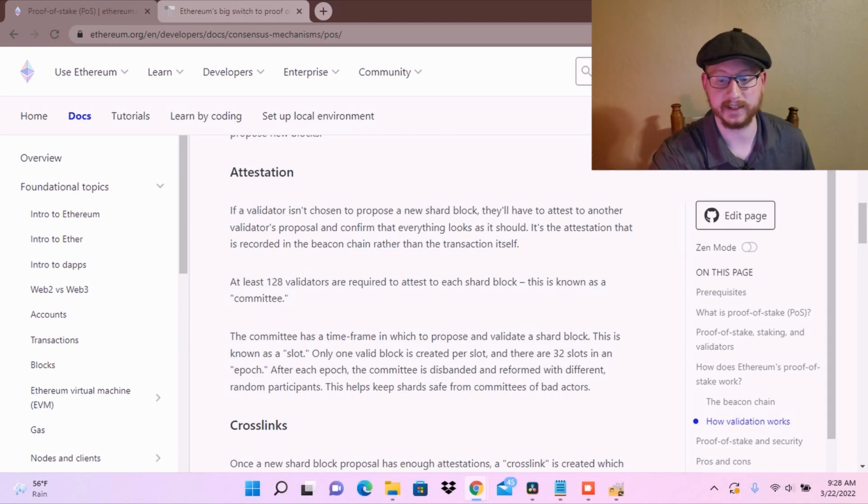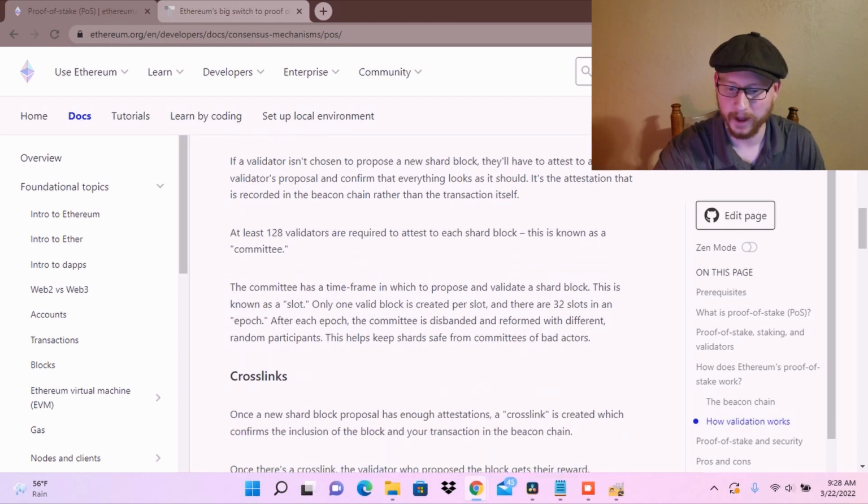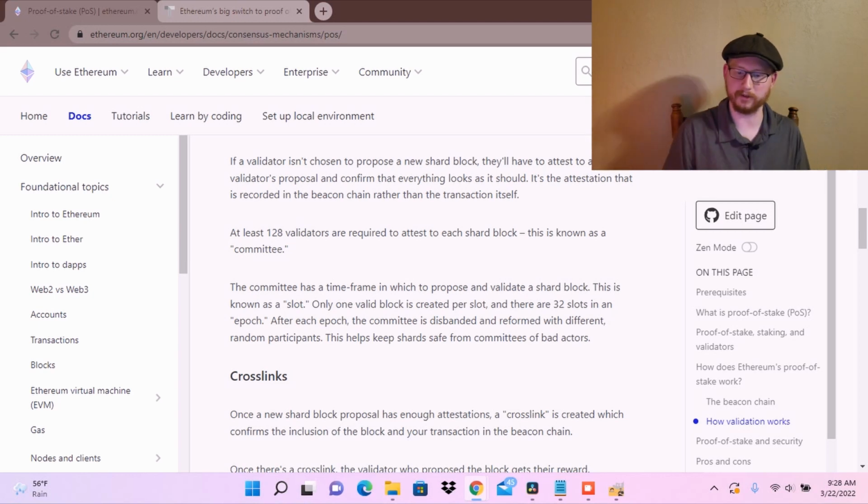A committee has a time frame in which to propose and validate a shard block. This is known as a slot. Only one valid block is created per slot, and there are 32 slots in an epoch. After each epoch, the committee is disbanded and reformed with different random participants. This helps keep the shard safe from committees of bad actors.